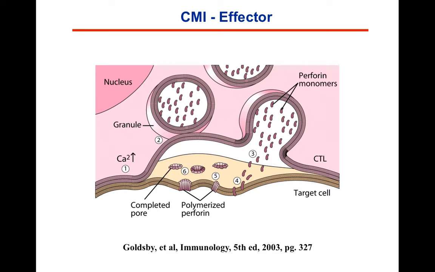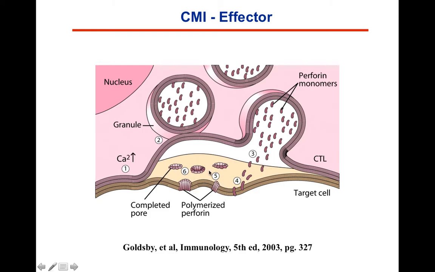Now, one of the key things that's important is the formation of these pores from these perforin monomers, and they're sort of chemically kept as monomers within these granules. And when they're dumped, there's a sort of a pH change, at least, that occurs that causes these monomers of perforin to form into a pore.